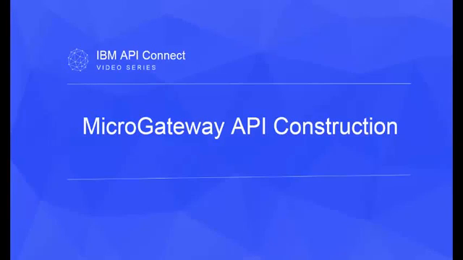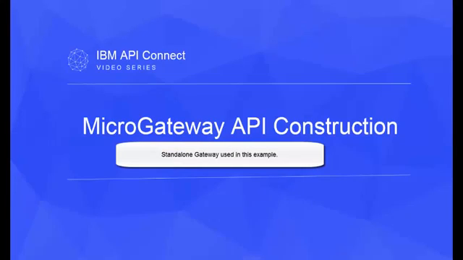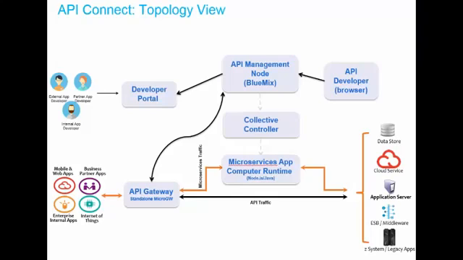This video will show you how to construct an API that runs on the micro gateway. Here is a visual representation of the architecture or topology that will be used for this course. You'll see that the API management node at the very top is actually running on Bluemix in the cloud. The API developer, or in other words, you, is using a browser to access that API management node.